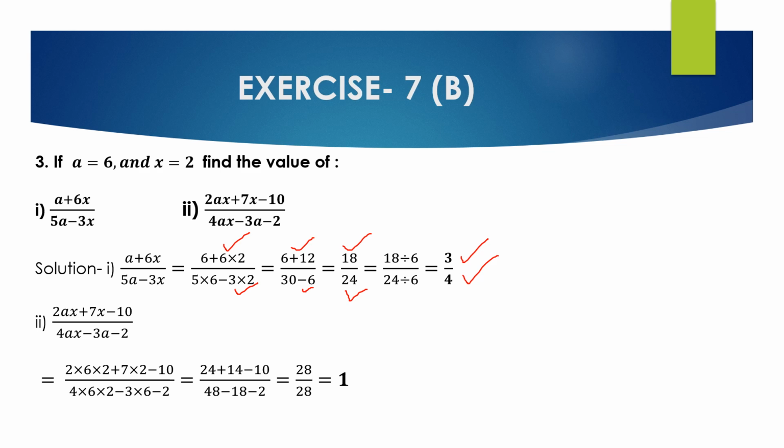Second bit, 2ax plus 7x minus 10 divided by 4ax minus 3a minus 2. This is the expression and we have to evaluate this expression for value of a equal to 6 and x equal to 2. Substitute value of a and x, that is a equal to 6 and x equal to 2 in the expression, we get 2ax plus 7x minus 10 will be 2 multiplied with 6 multiplied with 2 plus 7 multiplied with 2 minus 10.